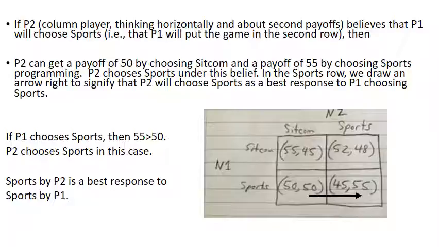In the sports row, we draw an arrow right to signify that player 2 will choose sports as a best response to player 1 choosing sports. So to summarize, if player 1 chooses sports, then 55 is greater than 50, so player 2 chooses sports in this case. Sports by player 2 is a best response to the belief that player 1 will choose sports.